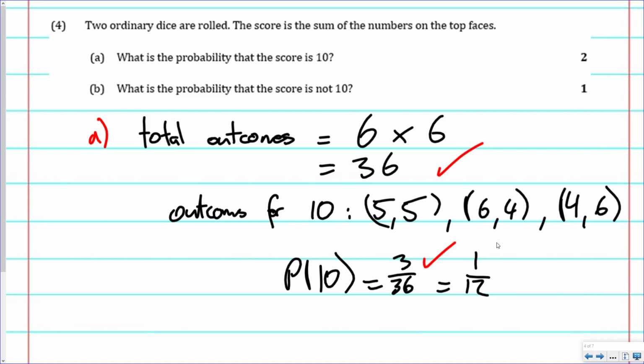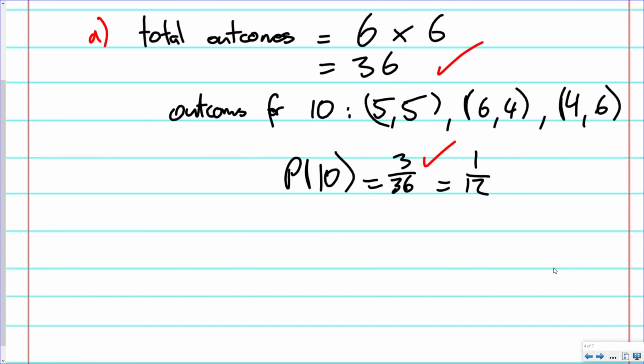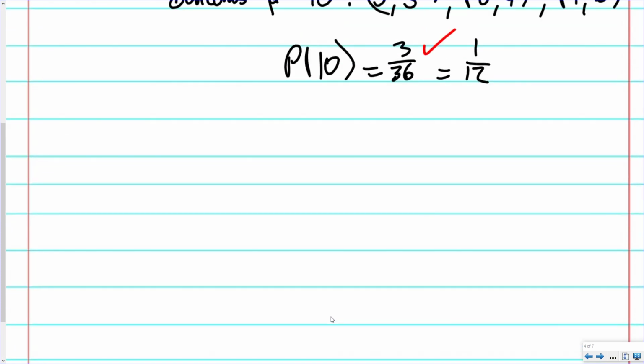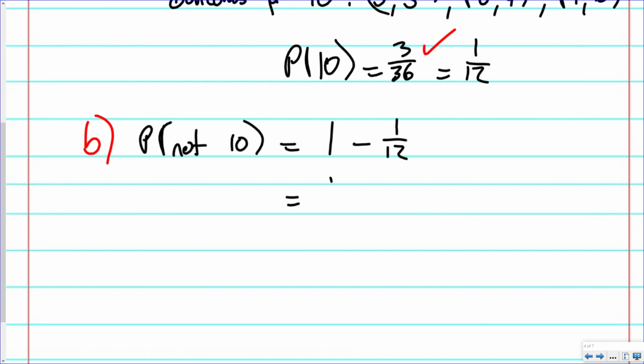And now we've got to do, what is the probability that the score is not 10? Well, again, this is a fairly simple question. We just found the probability of getting a 10, so the probability of not getting a 10 is just 1 minus that. So this will take 2 seconds. The probability of not 10 is just going to be 1 minus 1 over 12, which equals 11 over 12. Or if you just kept it as 3 over 36, it would be 33 over 36. Okay, but you should, again, like I said, you should simplify.